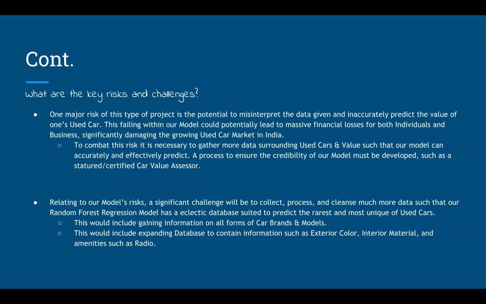Relating to our model's risks, a significant challenge would be the collection, processing, and cleansing of our data. This would allow our random forest regression model to gather an eclectic database suited to predict the rarest and most unique of cars. This would also include gaining information on all forms of car brands and models, and ultimately expanding our database to include more features and more refined information such as exterior color, interior material, and even various amenities that exist throughout the vehicle, such as radio.